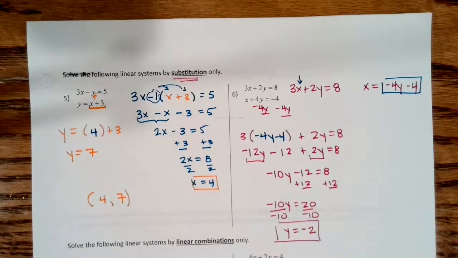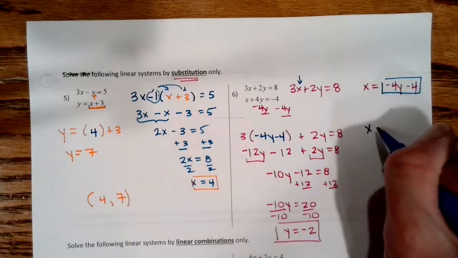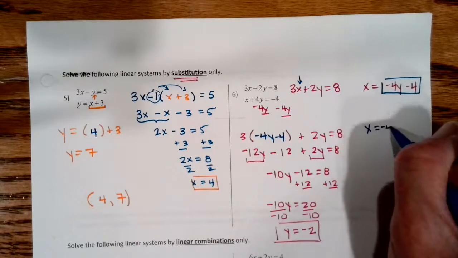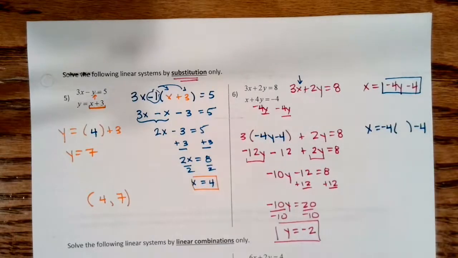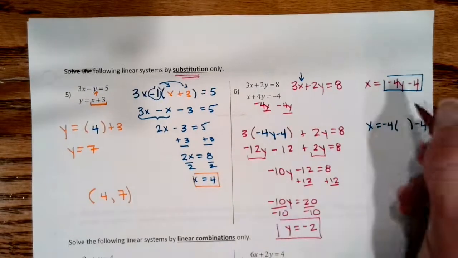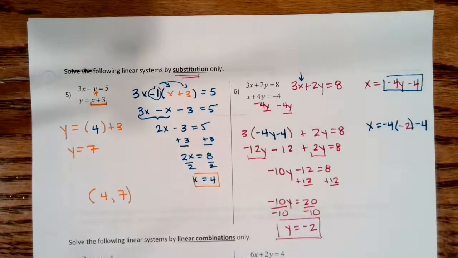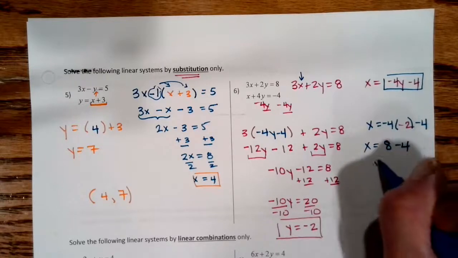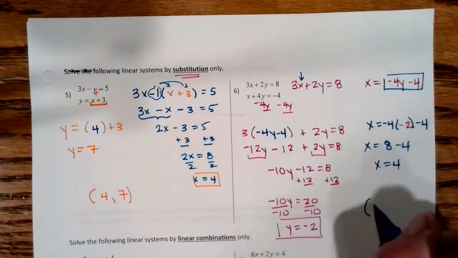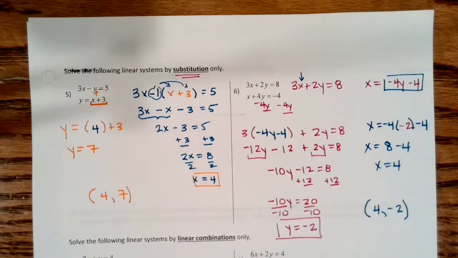Now I'm going to go ahead and come up and put that in for my x to solve. So my x is equal to negative 4 times that value for y, minus 4. So I'll put that negative 2 that I got down here. X is equal to positive 8 minus 4. X is equal to 4. Therefore, 4, negative 2 is my solution.